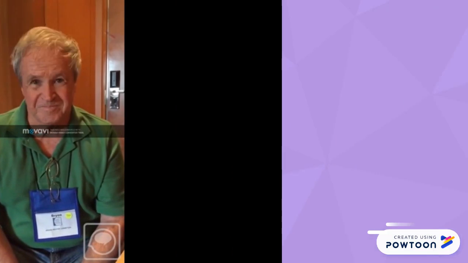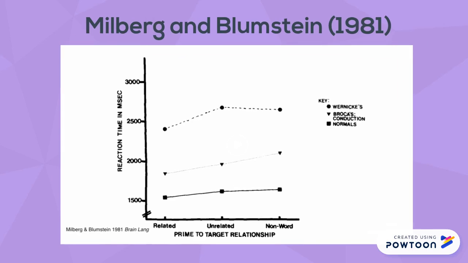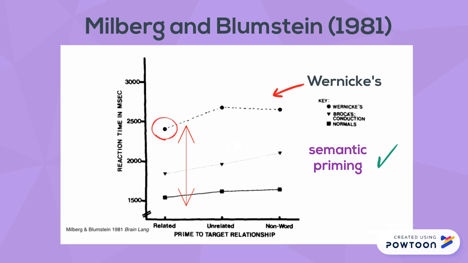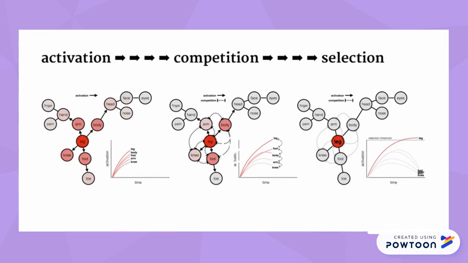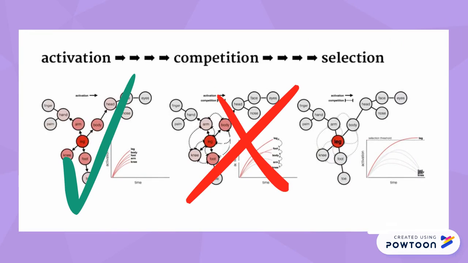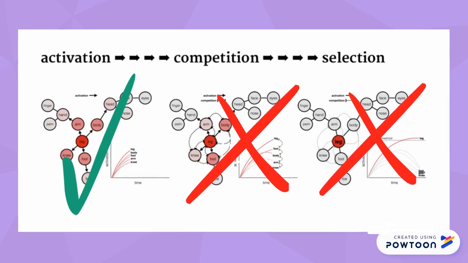Let's look at the science behind it with a study by Milberg and Blumstein. They saw that those with Wernicke's overall are slower in recognizing a word compared to those with Broca's aphasia and normal brains, but still have a faster response to related words. This demonstrates semantic priming, meaning that the activation stage is intact, but there is something amiss in the later stages. The correct neighborhood is activated, but they have greater difficulty in the competition stage, which in turn affects their ability to make a choice in the selection stage.